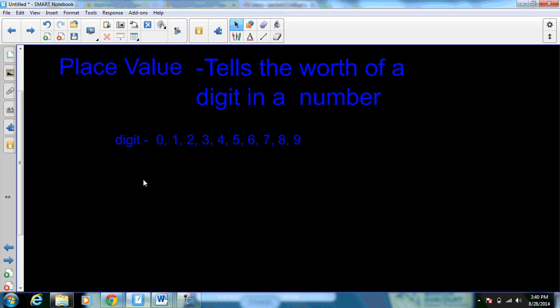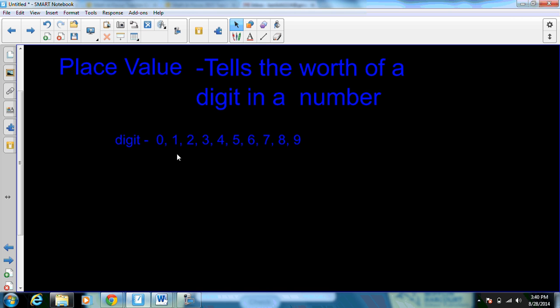Hi. This afternoon we're going to talk about place value, something that we've been doing in class for about a week now. Place value tells the worth of a digit in a number. The digits are the numbers 0, 1, 2, 3, 4, 5, 6, 7, 8, and 9. 10 is not a digit.